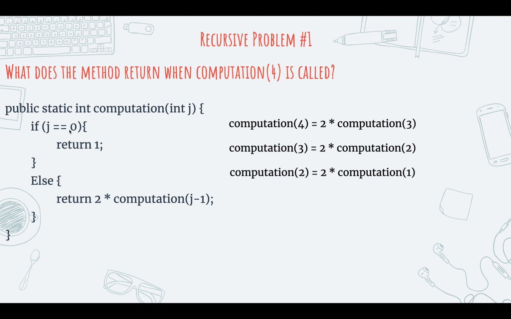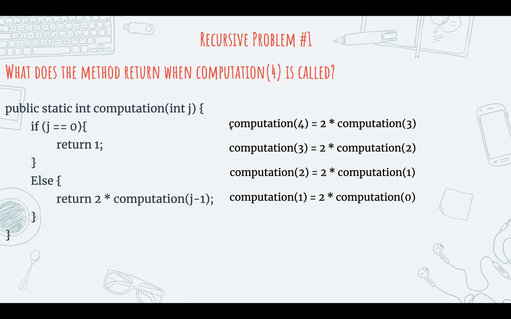Well, we go back to the if statement, but we have 1 as our argument. So is 1 equal to 0? No, it's not. So we go to the recursive case, and we find out that computation(1) is equal to 2 times computation(0). So we go back into the method, and integer j is equal to 0 now. Now our base case is fulfilled. This prevents the method from calling on itself any more times.